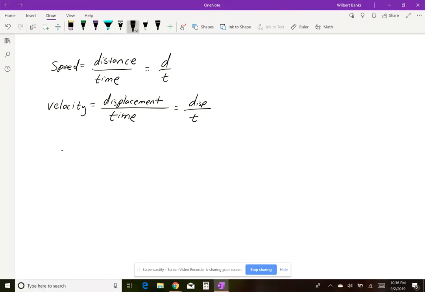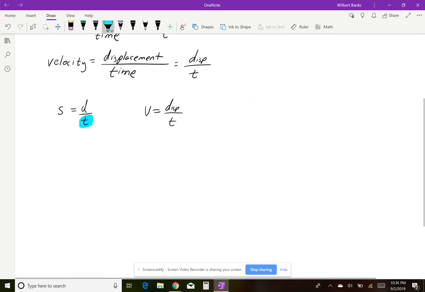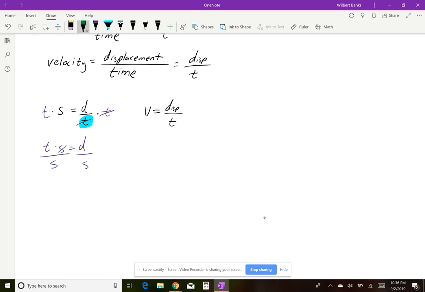The other part that's important is that of these two equations, it's important that you have the ability to manipulate the equation. So if I wanted to solve for something else. So for instance, what if I want to solve for time for this equation? Then if I want to do that, two things happen. Number one, I multiply each side by t. That'll cancel out these guys here. So I have t times s equals d. But I'm solving for t by itself, so I divide by s, divide by s. That'll cancel these two guys out. And I'm left with t equals distance over my speed.